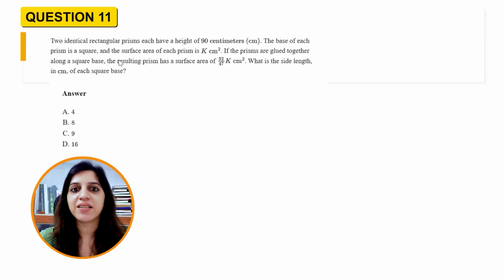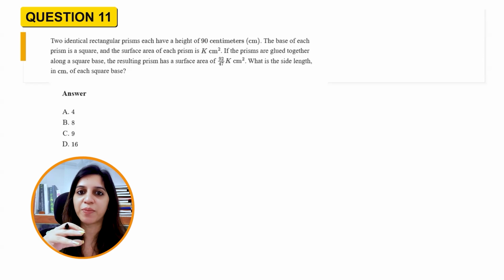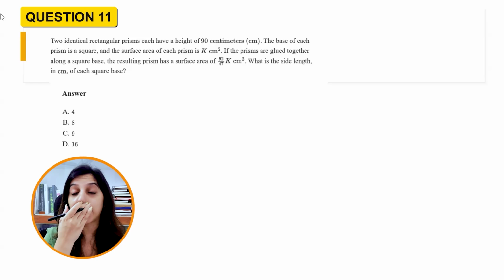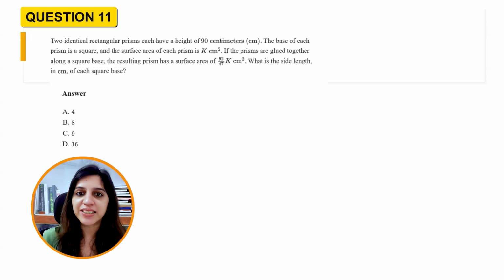Very nice question. I mean, iconic question from solid geometry. I would say we don't see a lot of questions from solid geometry because most of them are just using the formula and finding the solutions. This one's very nice. It says that there are two rectangular prisms. Rectangular prisms are basically just cuboids. So two rectangular prisms are there. They're identical. The surface area of one of them is K.